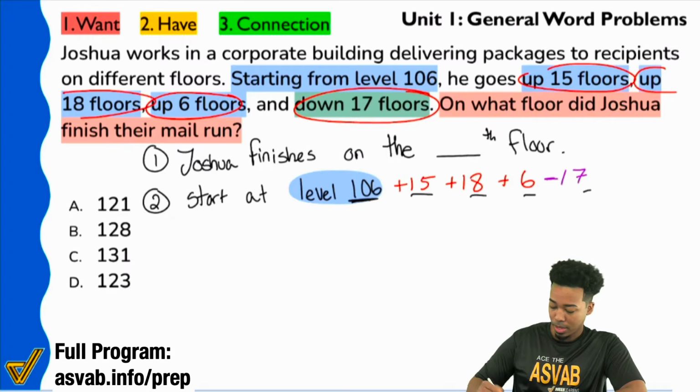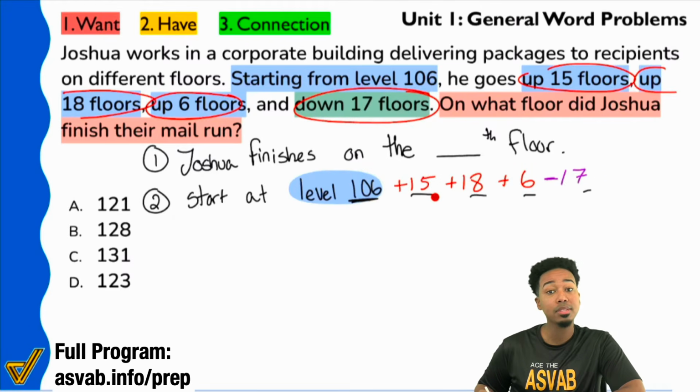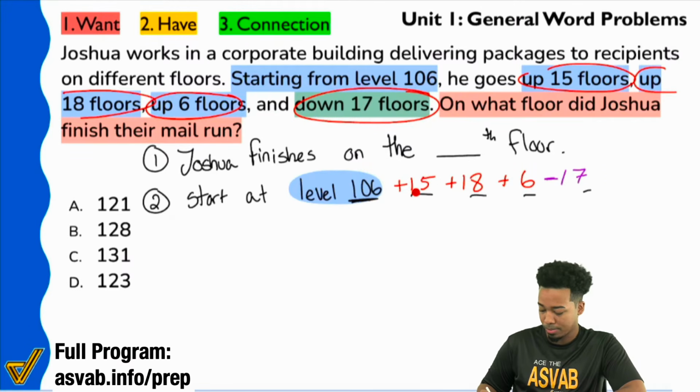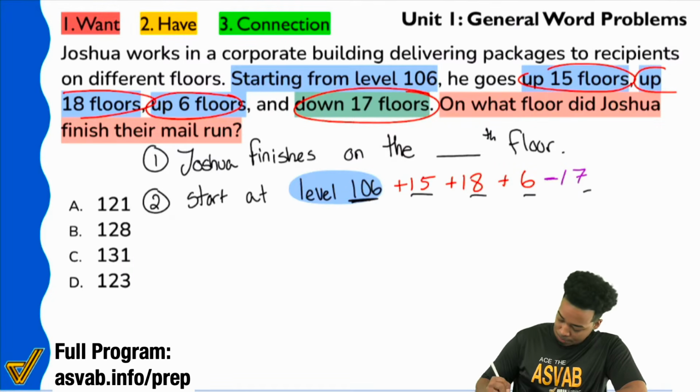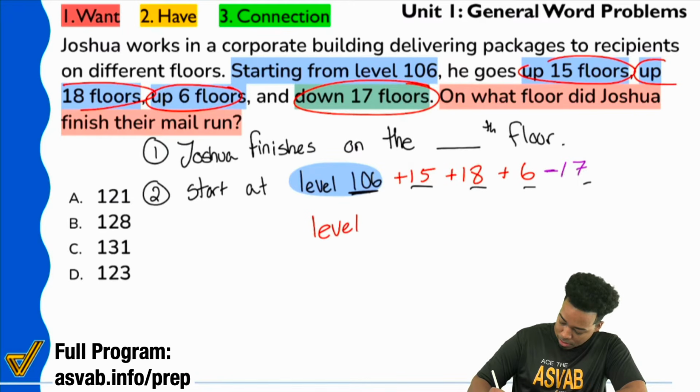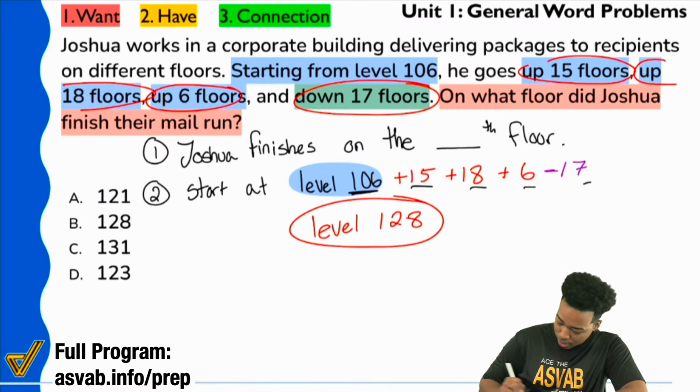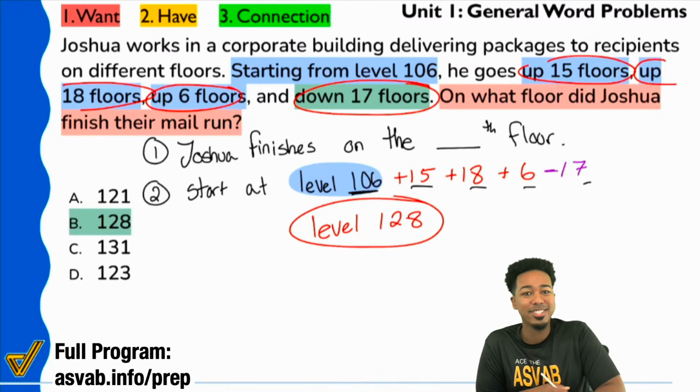So watch. Level 106, add 15, that's going to be 121, then 139, then plus 6, 145, subtract 17, that'll be 128. Done. Again, that's mental math for us right there. The answer is going to be level 128. That's quickly with mental math, and if you practice enough, you'll have all the confidence you need, just like that.